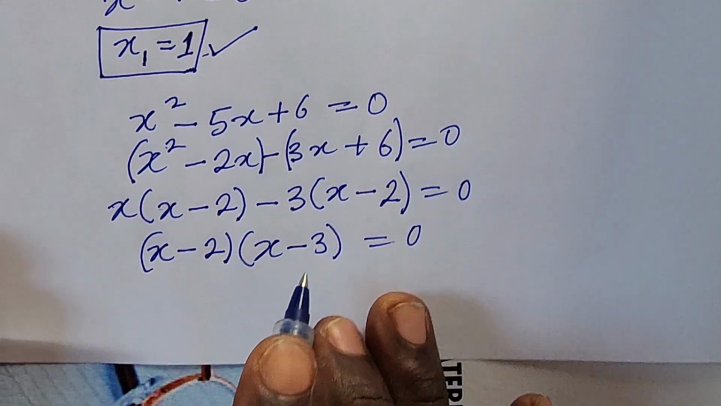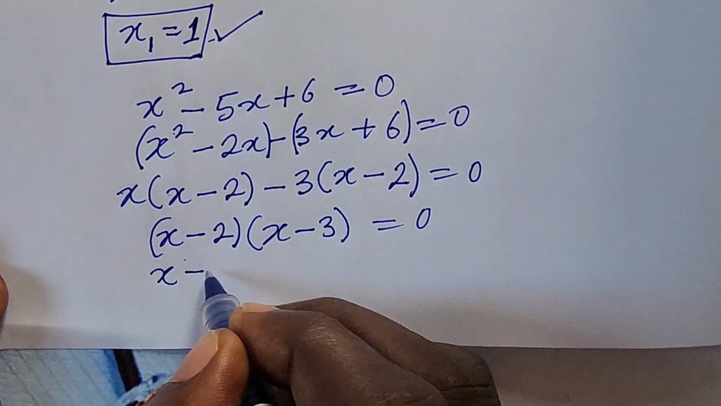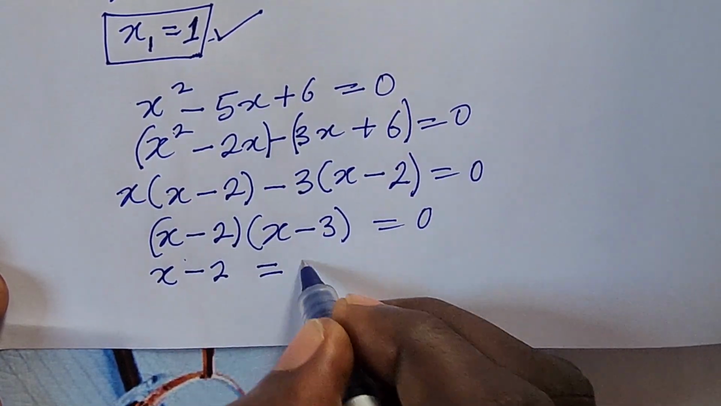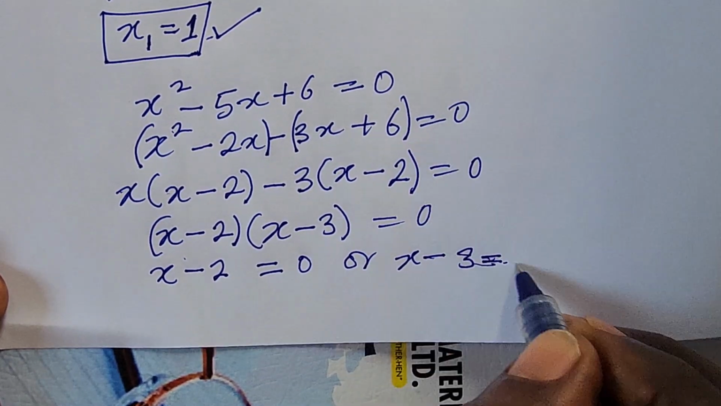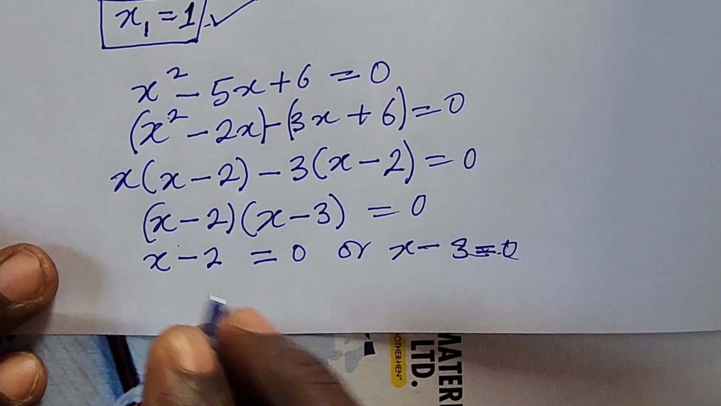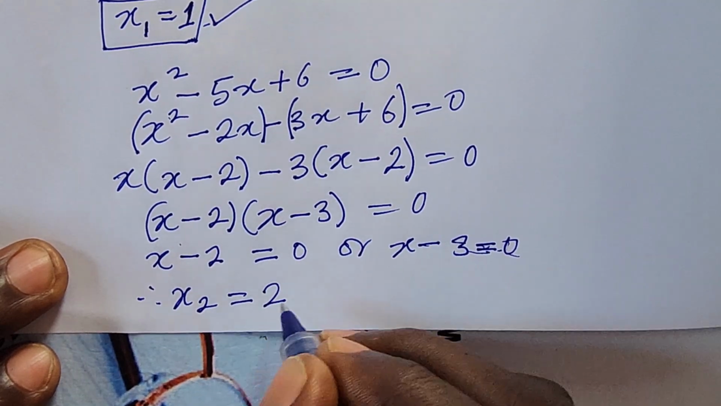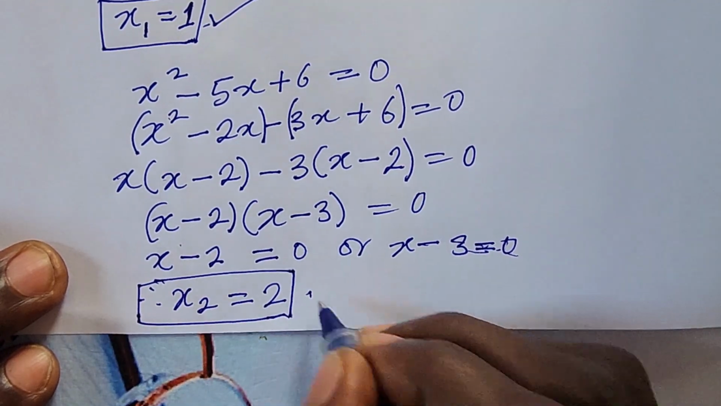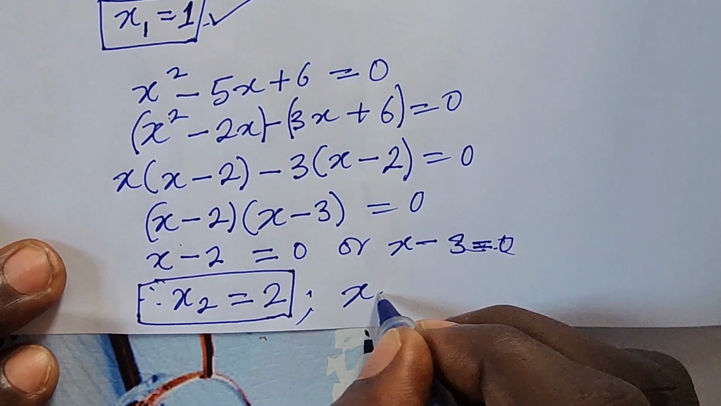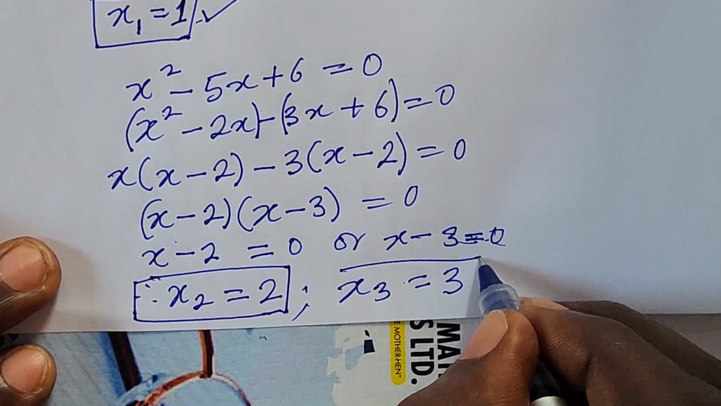So what we do here, we can now equate this to 0, equate this to 0. So we have x minus 2 is equal to 0, or x minus 3 equal to 0. So therefore, we now have our x2 equal to positive 2, and x3 is equal to positive 3.